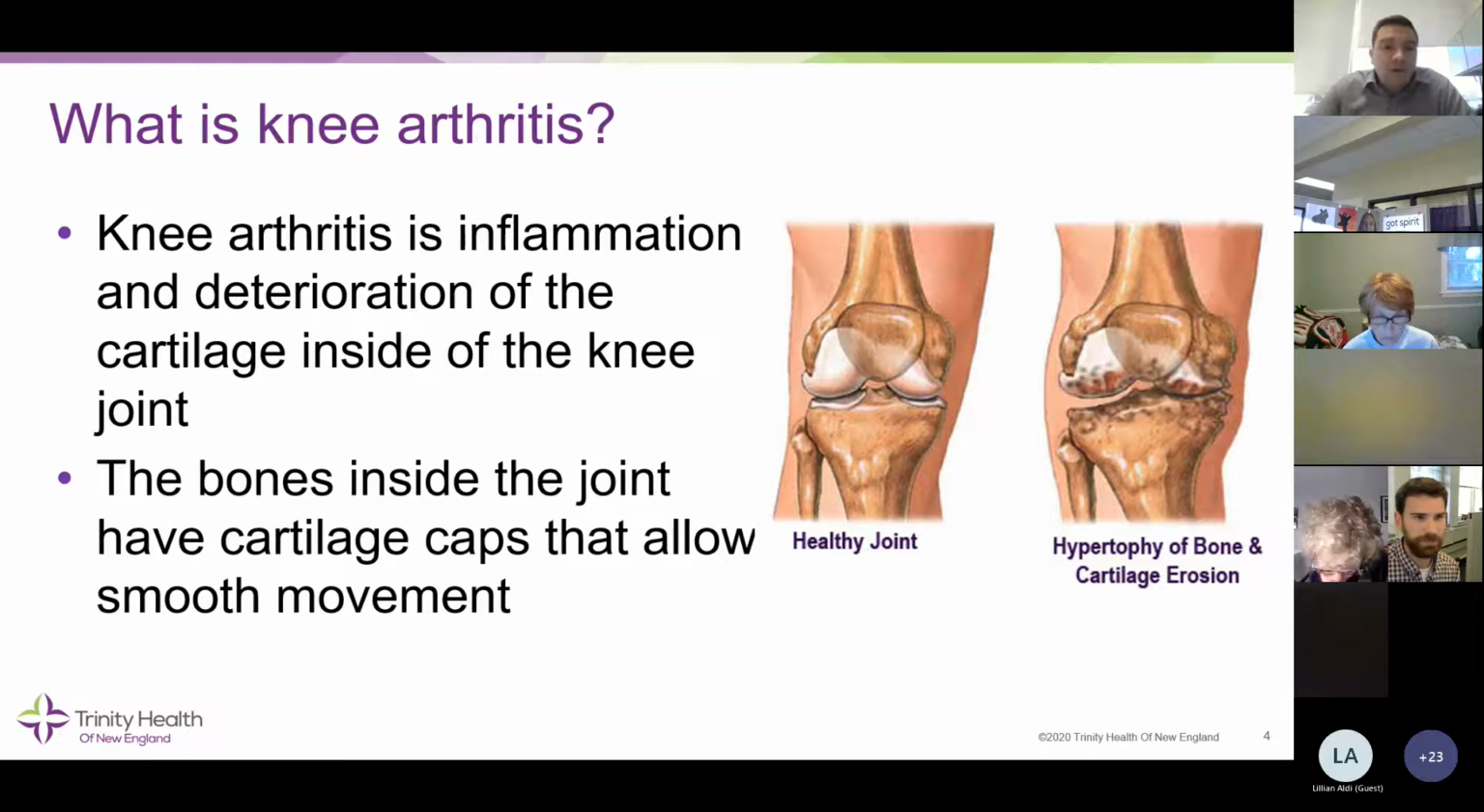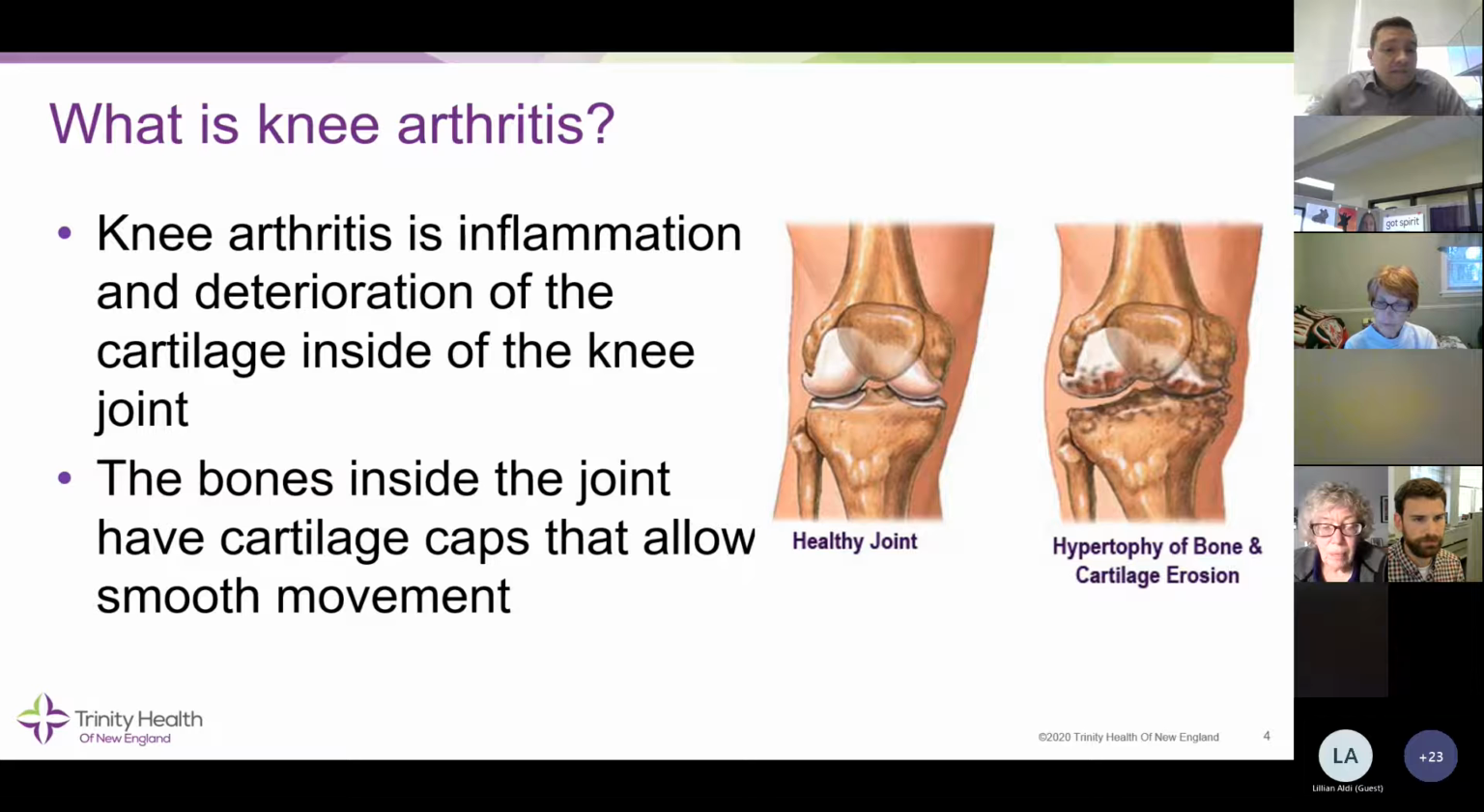Perfect. All right, so we'll start out with just the really basics of it. So in general, what is knee arthritis? Knee arthritis in a basic sense is just inflammation and damage to the cartilage inside the knee. So your knee is covered on the inside with these smooth, slippery surfaces that allow the bones to glide smoothly past each other so that we can move our knees freely without friction and without pain.